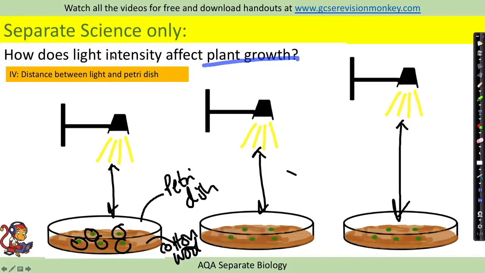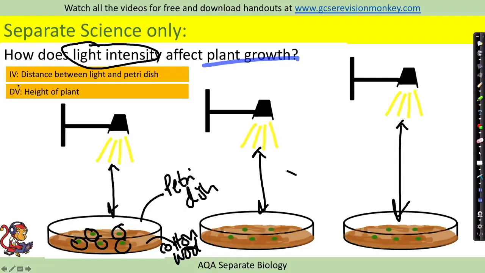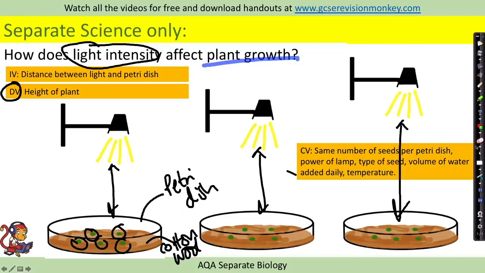So our independent variable would be the distance between the light and the petri dish, and this would therefore change the light intensity reaching the plant. Our dependent variable would be the height of the plant, and control variables would include the same number of seeds per petri dish, the power of the lamp, the type of seed that we're using, the volume of water that we add daily, and the temperature. And depending on the practical, we might want to measure the rate of growth, and we may want to measure the height of the plant every day, or we may just want to leave it for a set number of days and measure the height of the plants afterwards.